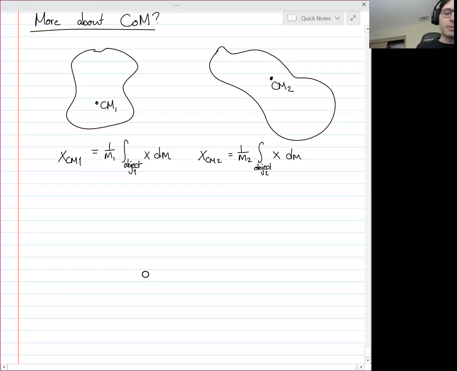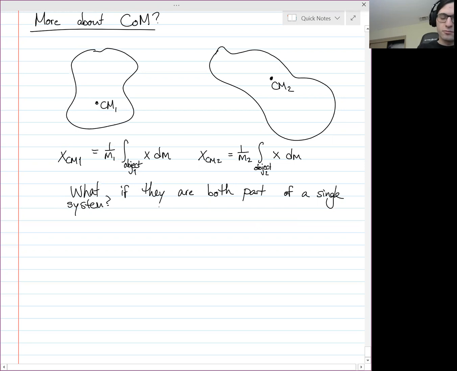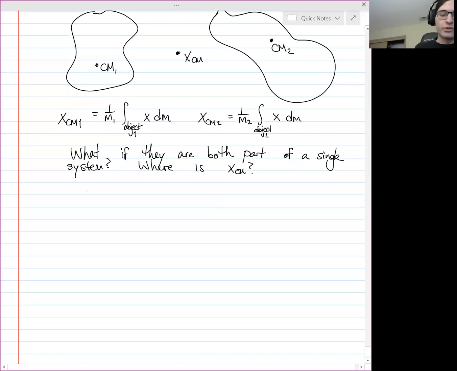Well, if we were to combine these into a single system, we might want to know where the center of mass is of the whole system. So you might guess that the center of mass might be like here or something like that. And you could be right, but obviously that's an estimate, and so we would need to calculate it. Fortunately, we have the tools to do this.